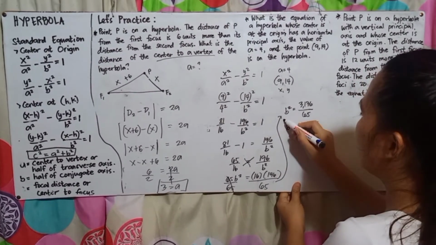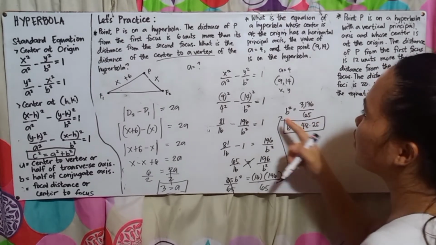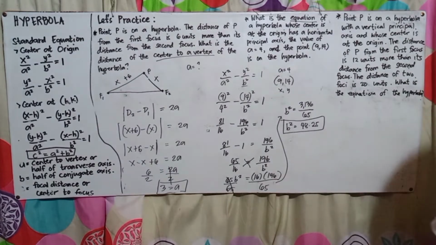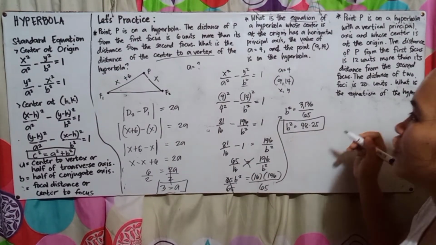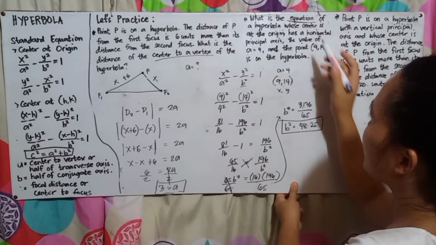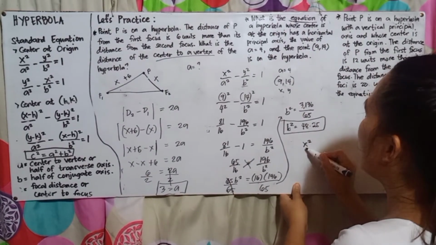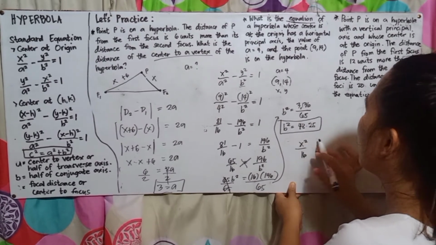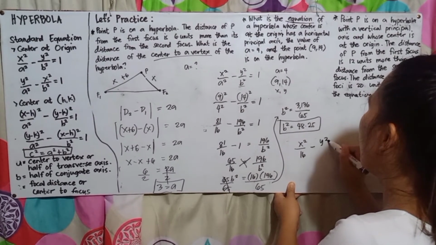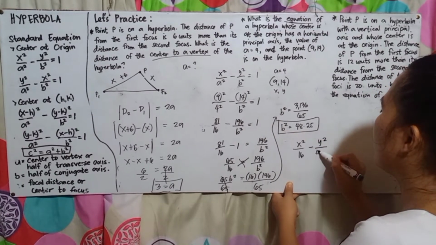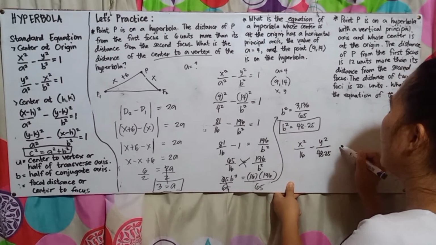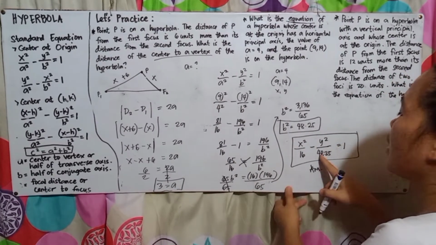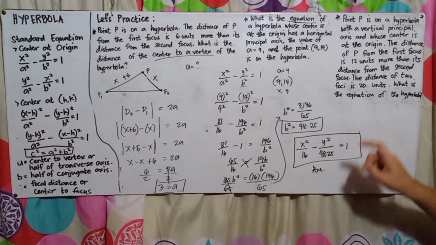Since we do not need the value of b, only b squared, because what is asked is the equation, we stop computing here and substitute. The equation is x squared over a squared, where a is 4, so 4 times 4 is 16, minus y squared over b squared, which is 48.25, equals 1. So this is now our equation.